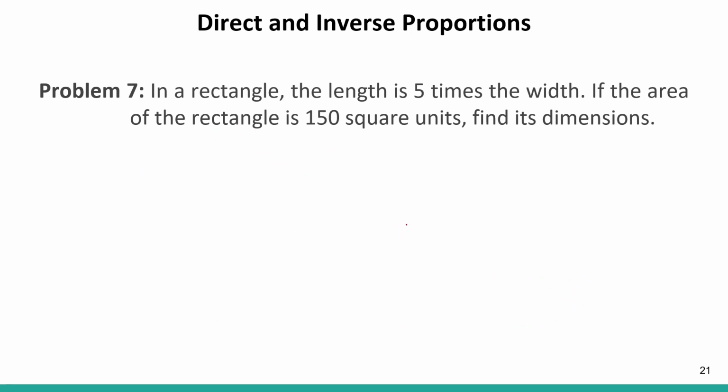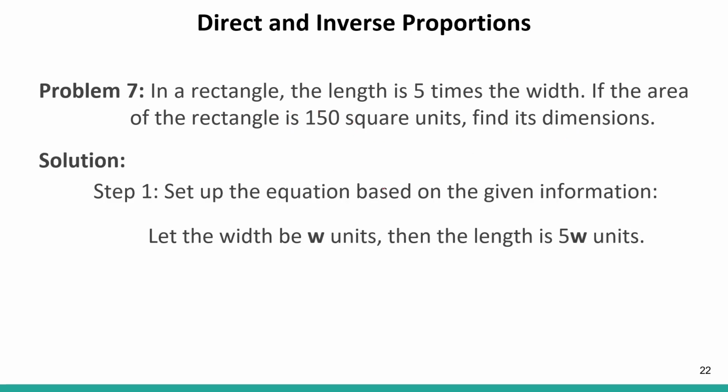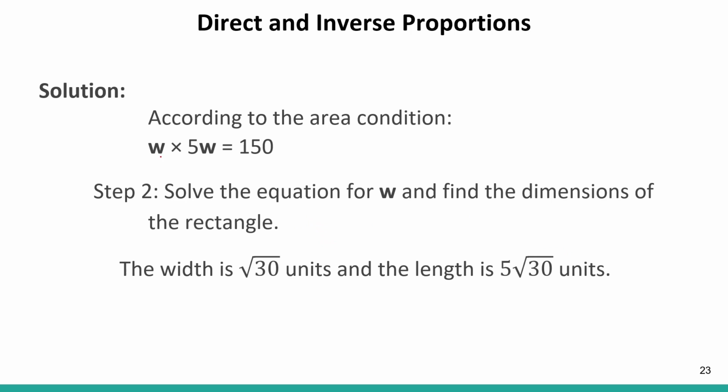In a rectangle, the length is 5 times the width. Given the width, the length will be 5 times the width. If the area of the rectangle is 150 square units, find its dimensions. Setting up the equation based on the given information, let the width be W units and then the length is 5W units. So W into 5W is equal to 150. Solve the equation for W and find the dimensions of the rectangle. So the width is root 30 units and the length is 5 root 30 units.